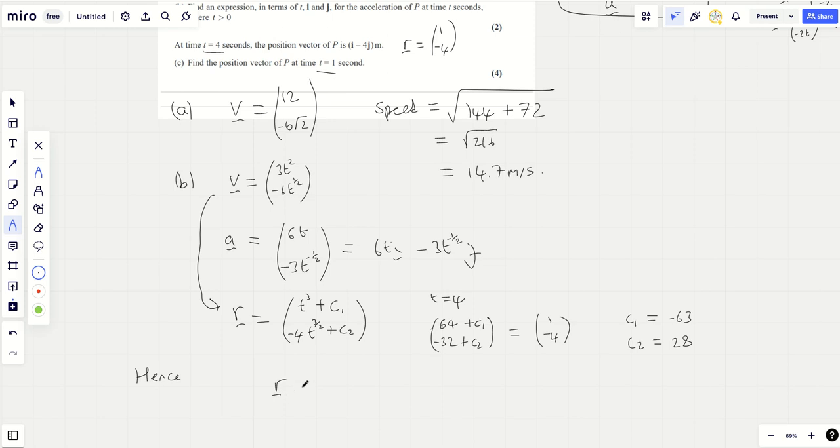Okay, so here's our general position. It's t cubed minus 63 and minus 4t to the 3 over 2 plus 28. Now I've just got to plug in t equals 1 to find the position vector, and I'm going to get 1 minus 63, which is minus 62, and then minus 4 plus 28, which is 24. And hence, it's minus 62i plus 24j.